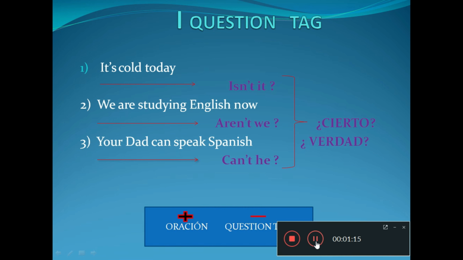There are three basic rules to remember. Number 1. Tag questions always use auxiliary verbs. Number 2. With affirmative sentences, we use a tag question in negative. Number 3. With negative sentences, we use a tag question of yes or positive.